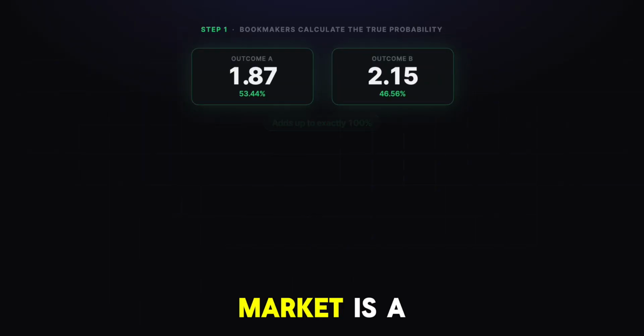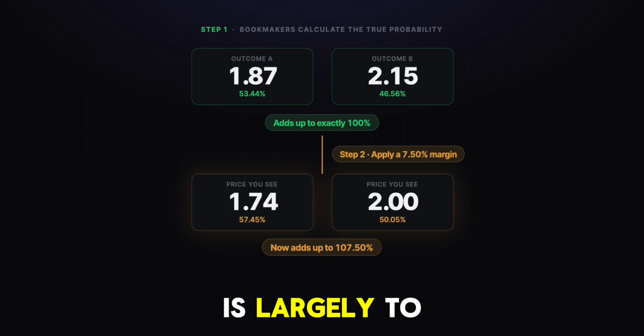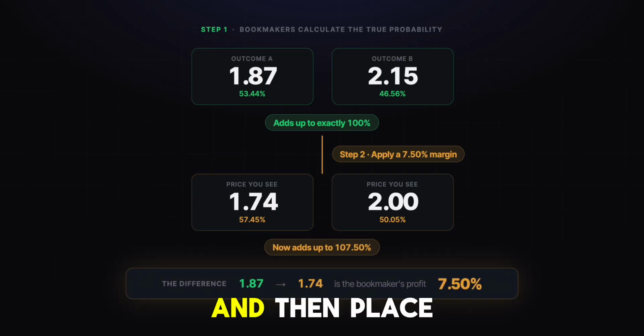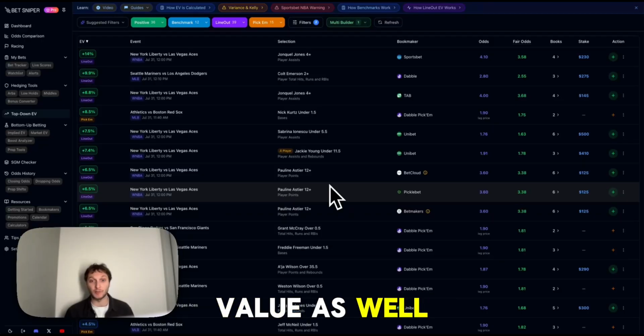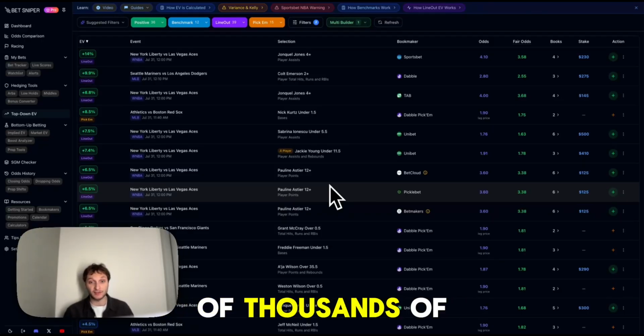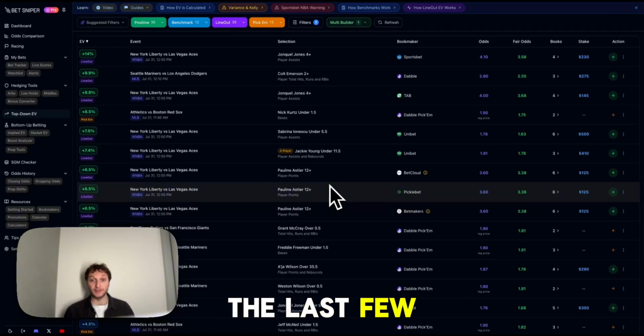The reason why we think the market is a good predictor for fair odds is that the whole optimization function of a bookmaker is largely to price events at fair value and then place margins on those bets. Further, we know these are good estimates of fair value as well because we've tracked these over hundreds of thousands of bets, as well as anecdotally placed these bets to make over six figures over the last few years.